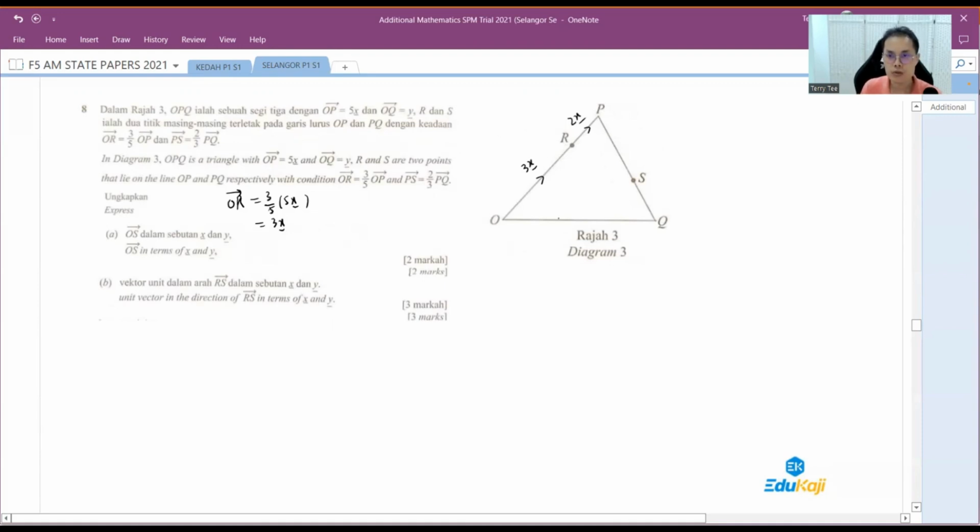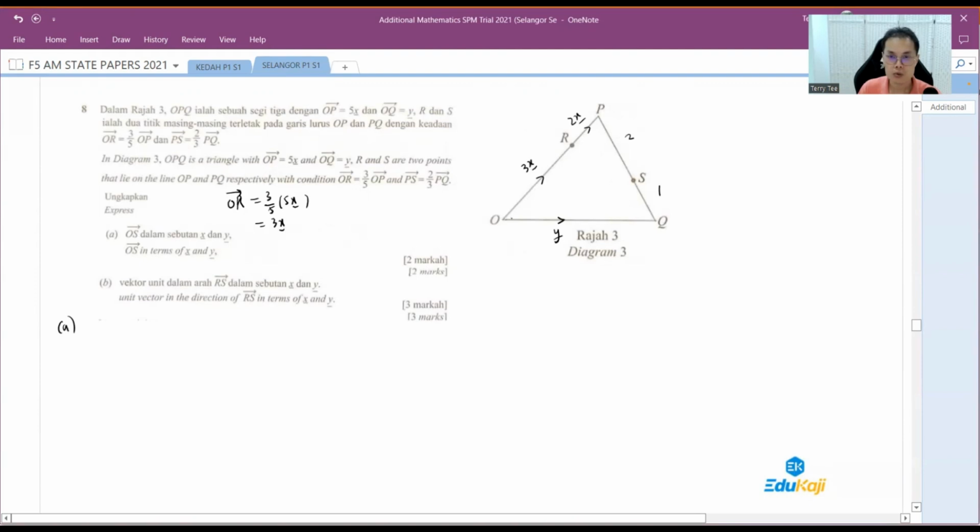Now, your OQ is y. And you're given that PS is 2/3 of PQ. So that means this is 2, the whole thing is 3, and this is 1. For the first part, I want to find vector OS.